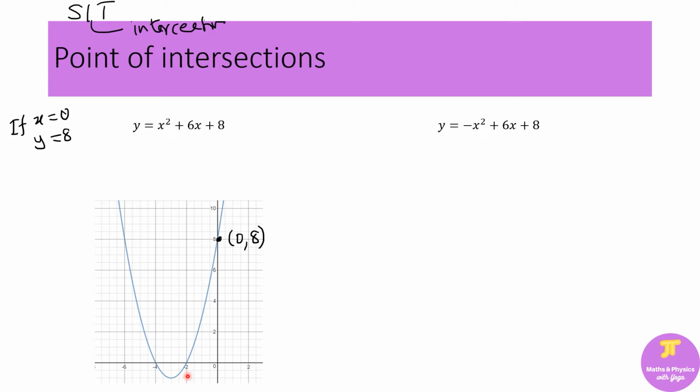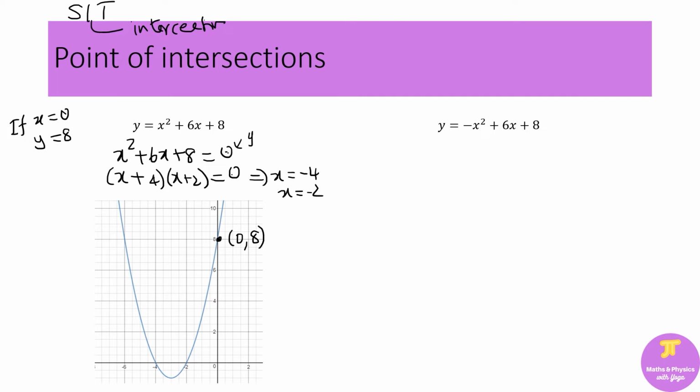Next we need to find the intersection at the x-axis. The x-intercepts happen when y is equal to 0. So if you want to find the x-intercept, we need to solve this quadratic equation because y is actually 0. If you solve this one, it would be (x + 4)(x + 2) = 0. From this you know that x equals -4 and x equals -2. So those are the intercepts. This is -2 and this is -4.